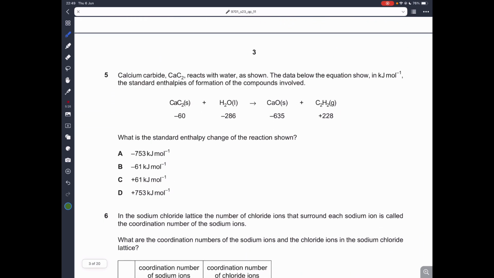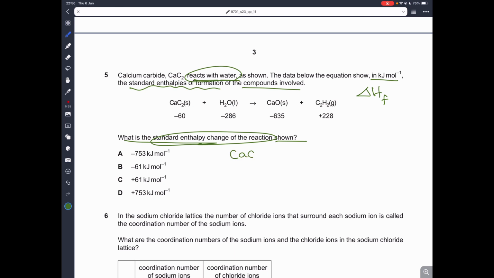Question number 5. Calcium carbide, CaC2, reacts with water as shown. The data above the equation is in kilojoules. The standard enthalpies of formation of the compounds are involved. What is the standard enthalpy change of the reaction shown? For this one, you have to draw a Hess cycle. We are going to go with the standard enthalpy of formation, delta Hf. So we're going to rewrite this equation, CaC2, H2O. We are asked to find the enthalpy change of reaction, delta Hr.